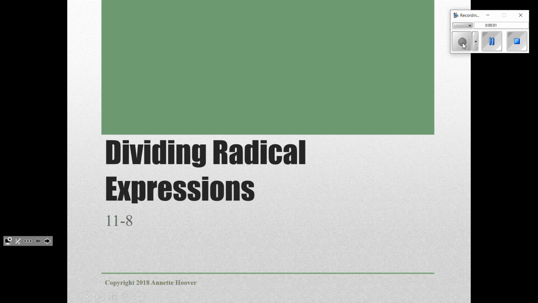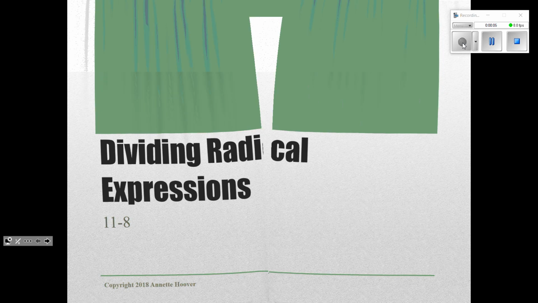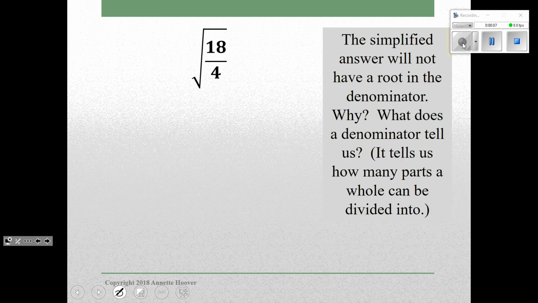In this lesson, we will be looking at dividing radical expressions. Here's our first example. We have the square root of a fraction, 18/4. First thing you want to look at is, can I simplify what's under the radical sign first? That can always help. Both of these numbers are divisible by 2, so when I simplify it, we would have the square root of 9 halves, 9/2.